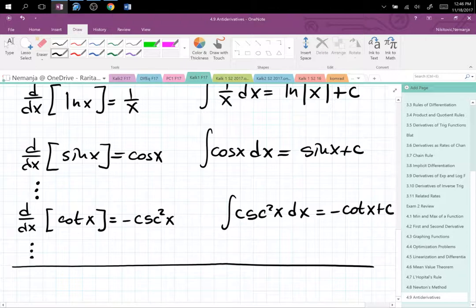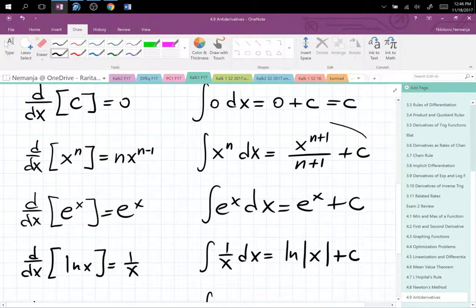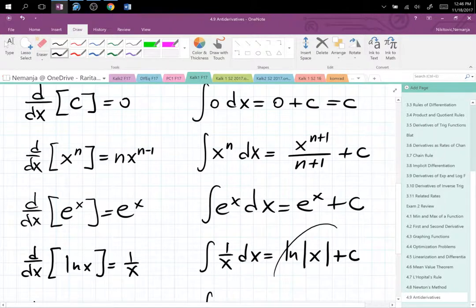So we know all the integral formulas. The one that you have to work on is the one for polynomials, right? So if your derivatives subtracted 1, integrals are going to add 1. And that's it. There's also this issue with absolute value with ln. There is the issue of the domain.